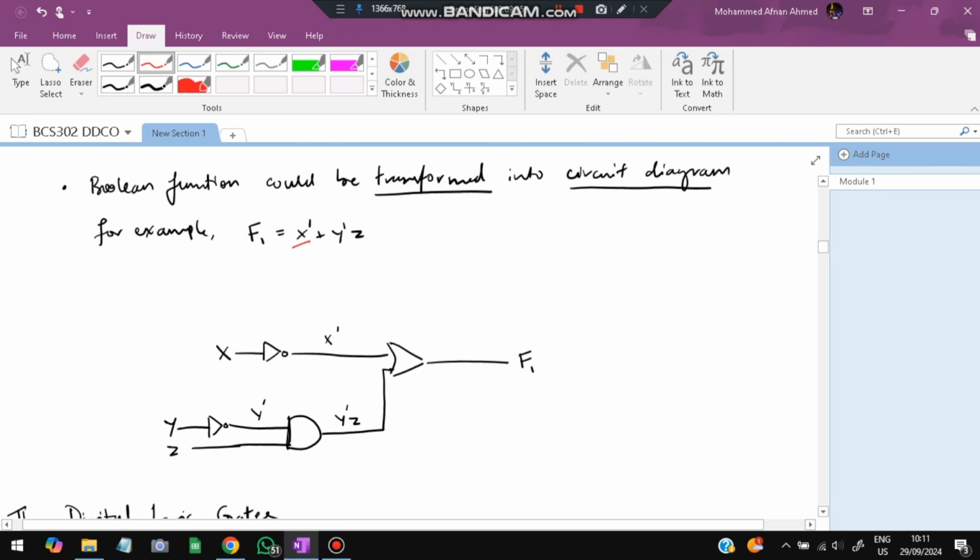First take all the inputs. What are the inputs? We have x, y, and z. So take x, y, and z in the natural form. Then we have x bar here, so we have to take a NOT gate and make x bar. And here we have y bar and z. So two things you have to do. First convert y to y bar, while z remains the same. And what is the operation happening between y bar and z? It is the AND operation, so we use an AND gate and get these two terms. What's happening between them? The OR operation. So these two will be given to an OR gate, and that will be the final F1.